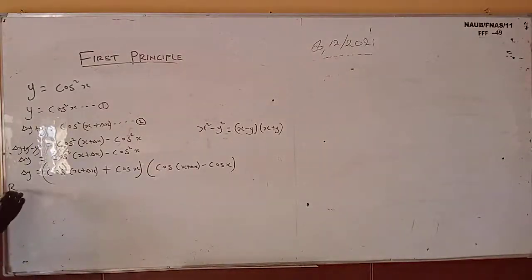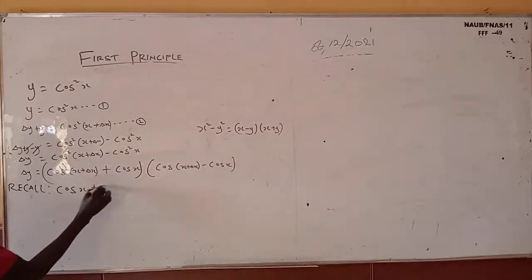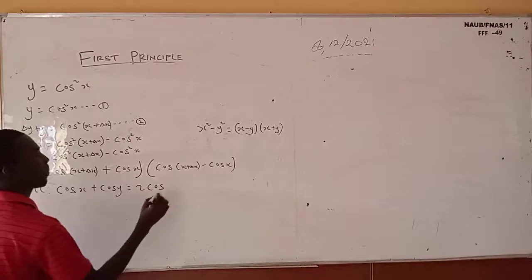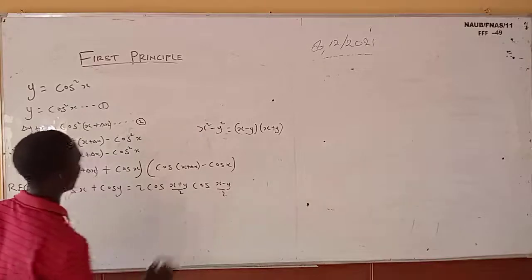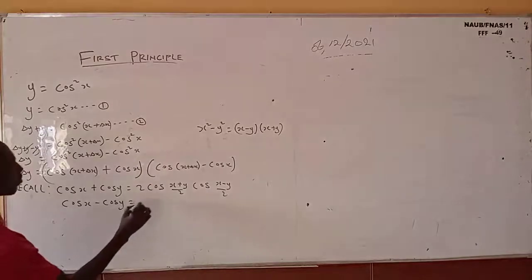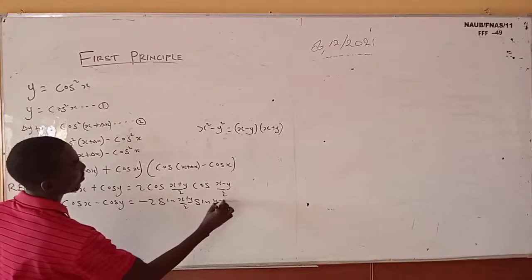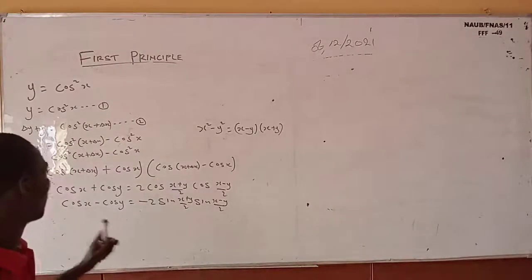So now you have to recall that cos x plus cos y is nothing but 2 cos x plus y over 2 cos x minus y over 2. I also have to recall that cos x minus cos y is nothing but minus 2 sine x plus y over 2 sine x minus y over 2. Please, you have to know this from the factor formula. You cannot do without this. Please take note of this.